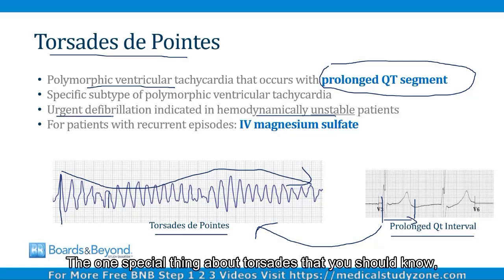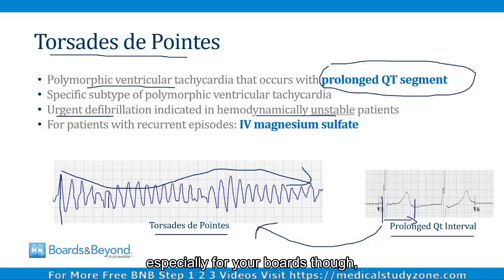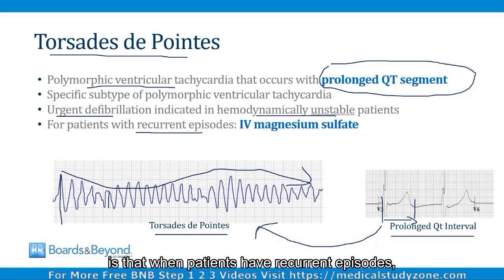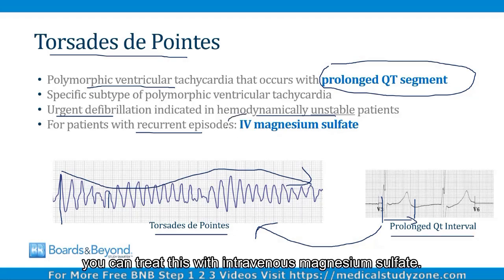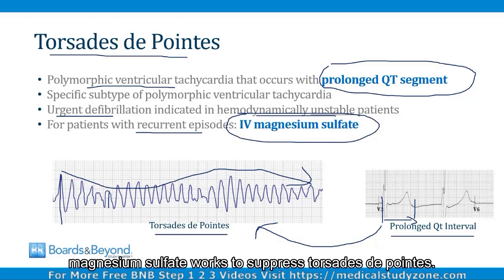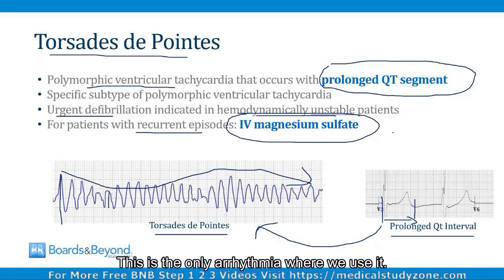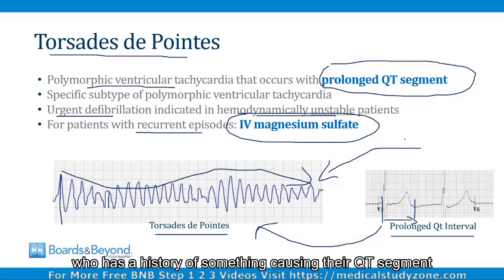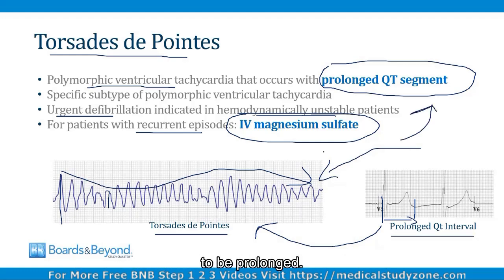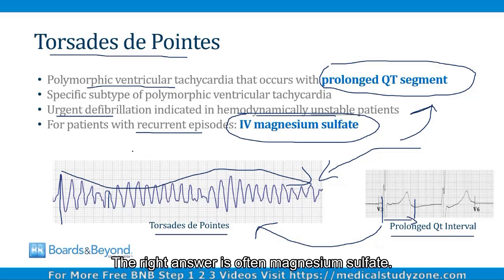The one special thing about torsades that you should know, especially for your boards though, is that when patients have recurrent episodes, you can treat this with intravenous magnesium sulfate. For reasons that are poorly understood, magnesium sulfate works to suppress Torsades de Pointes. This is the only arrhythmia where we use it. So in a board question of a patient having this arrhythmia who has a history of something causing their QT segment to be prolonged, the right answer is often magnesium sulfate.